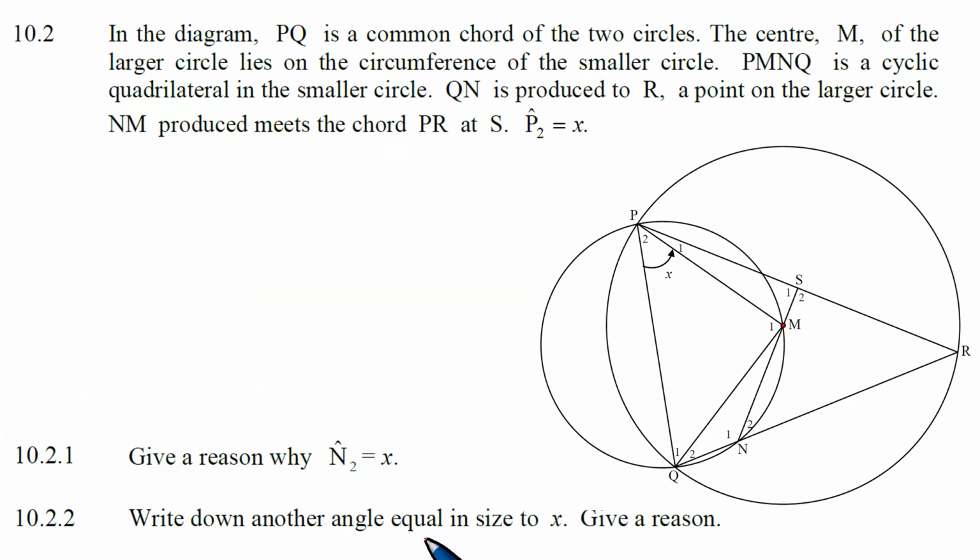Question 10.2.2: write down another angle equal in size to X. We know N2 is already X and this one is X. The examiner is saying, write down another angle that equals X. What do you think? Before I give the answer, you have exactly 2 minutes. It is 2 marks. What other angle do you think equals X in the diagram? Are you able to see the diagram? Once again, you have 2 minutes. Don't rush, take your time.